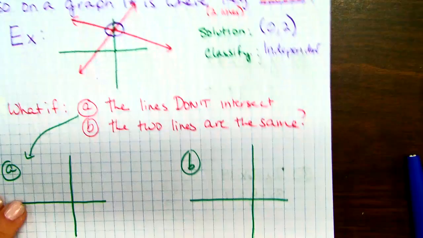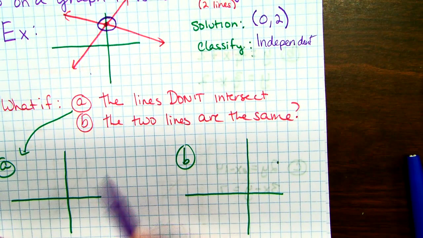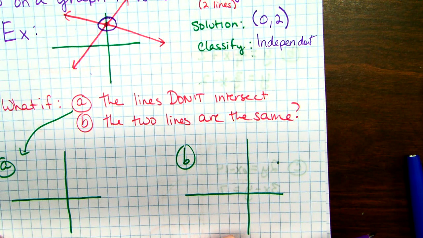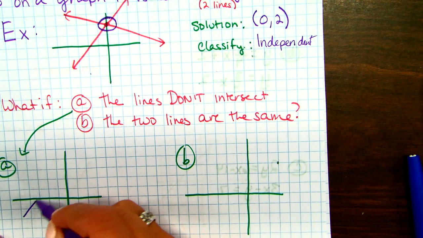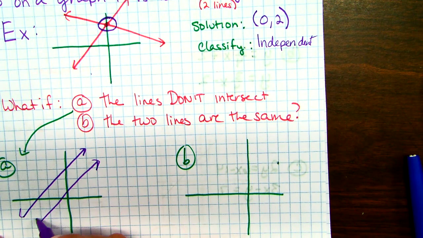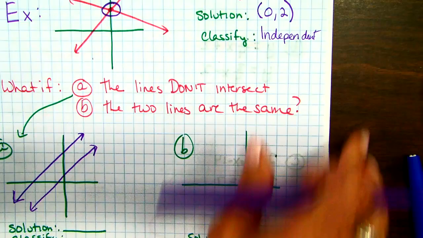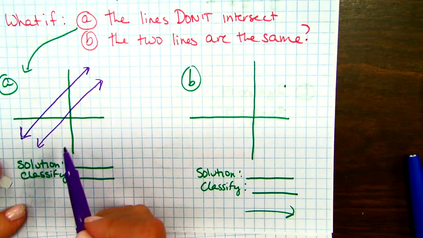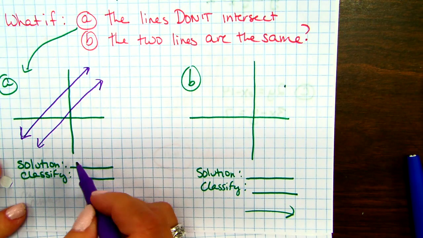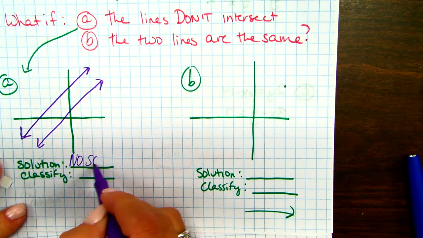Okay? All right, so let's pretend we have 2 lines that don't intersect. What's another word for that? 2 lines that won't intersect. Parallel, right? So just roughly graph. It doesn't have to be perfect. Okay, so if 2 lines don't intersect, how do I answer this? The solution is wherever they cross. Where do they cross? Nowhere. So it would be no solution.